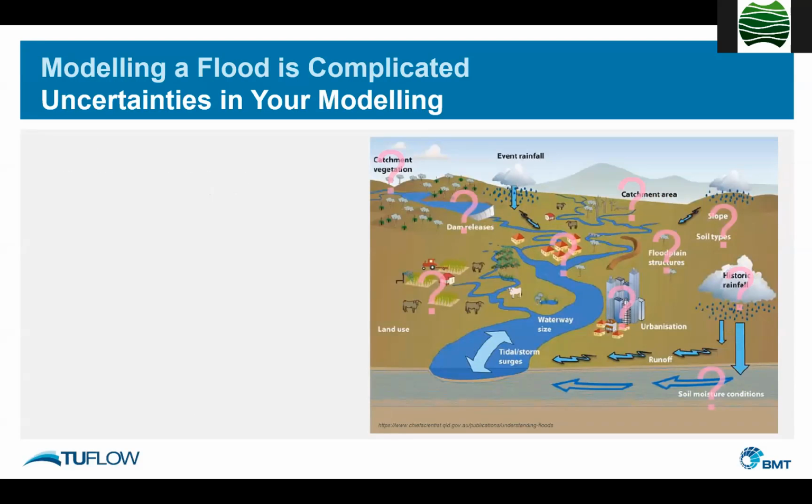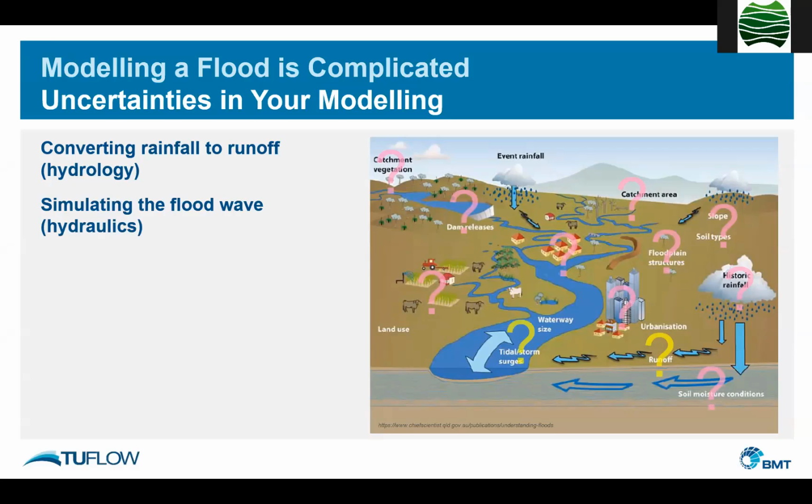The other side of the coin, in terms of the complications of modeling a flood, is your actual modeling. And that will always be a challenge. There are effectively 3 stages in the process. One is you need to convert your rainfall to runoff, and that's what we would call hydrologic modeling. And that's always very, very challenging because you often don't know how your rain fell and so forth. And it's a very, very complex physical process that you're trying to reproduce with a computer model. Then you have to simulate the flood wave, which is what we call hydraulics.